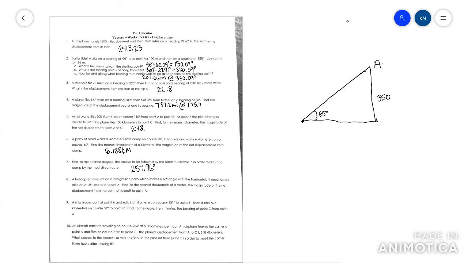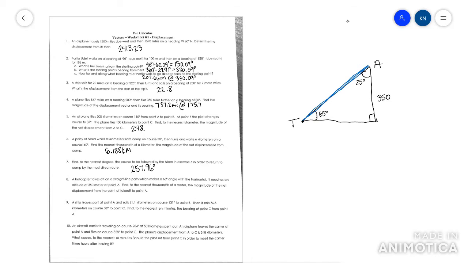So if it's vertical, this is a 90-degree angle. If that's a 90-degree angle, you know all the angles of this triangle. This would be 25 degrees, and so you're able to solve this. They want to know the magnitude of displacement from the point of takeoff to point A. Here's takeoff, we'll call it T. They want to know this blue line.